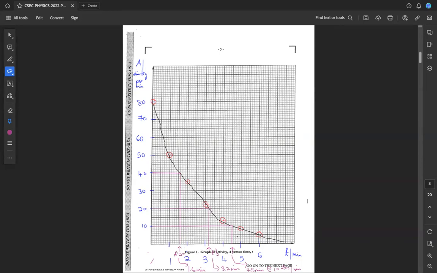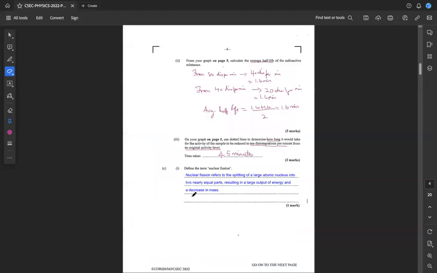So that's my half-life there, going from 40 to 20. Then finally, so let's see, our half-life then, I took the average of those two, right? So 1.6, 1.6. So my average half-life is the same, 1.6 minutes. And I got that from the graph as I just showed.